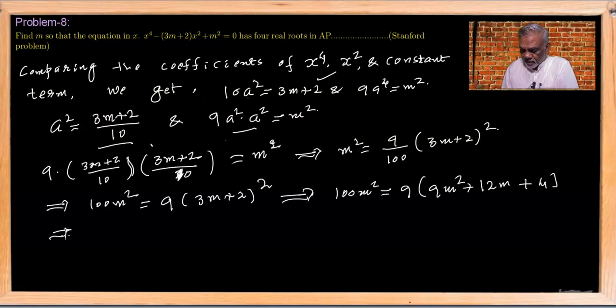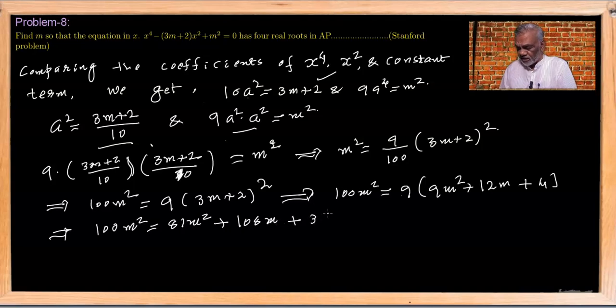Okay, this I can write down as 100m square is equal to 81m square plus 9 into 12, that is 108m, plus 9 into 4, 36. I'm taking all these right hand terms to the left hand. We will get 19m square minus 108m minus 36 is equal to 0.